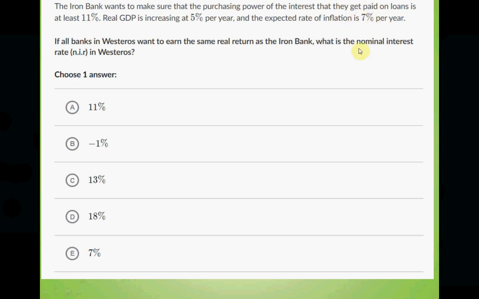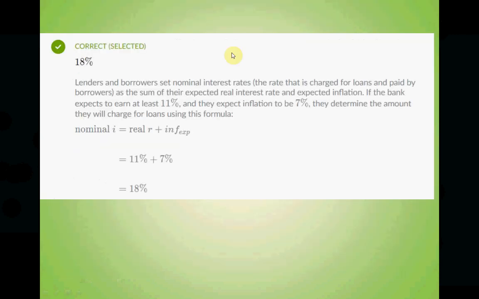So what is the smallest amount? What is the nominal interest rate? They could obviously charge more, but what is the lowest amount if they want to make 11% return with 7% inflation? Well, if they know 7% of their money is going to get stolen away, if they want to make 11, they need to charge at least 18%. So we're just working it backwards in this case.